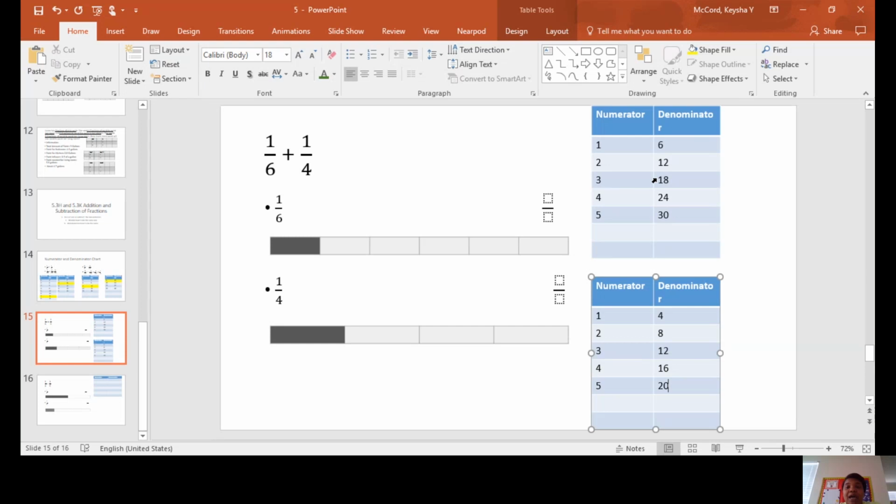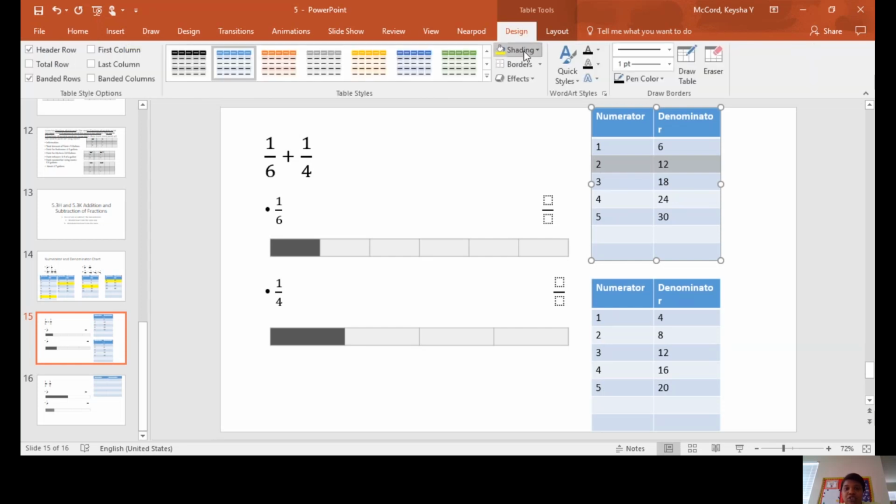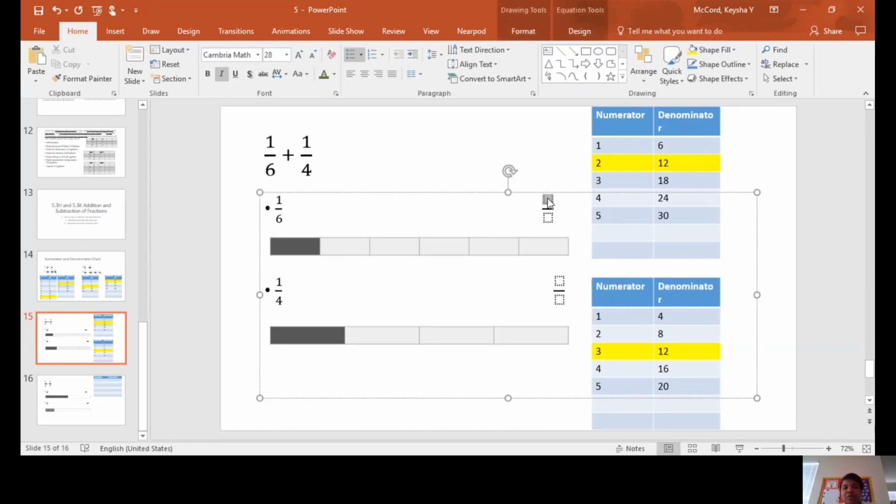Okay, remember, I want to find a fraction that has the same denominator. Well, if I look here, here's 12. So this fraction is 2/12. Shade that in because I found my friend. And this is 12. Ooh, and this fraction is 3/12. So I have just rewritten 1/6 and 1/4 as a fraction where they have the same denominator, which will be 12.